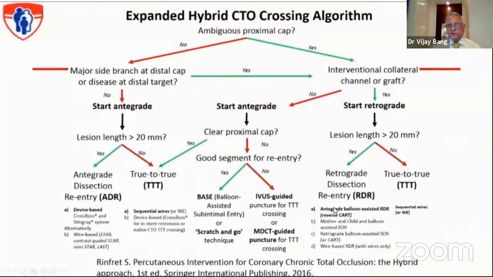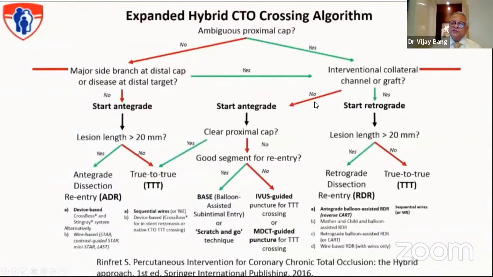If the CTO length is more than 20 millimeter, then retrograde dissection reentry is what we consider. It can be antegrade balloon assisted RDR, which we call reverse CART, where the balloon is inflated from the antegrade side into the CTO to make the reentry. Or if it is retrograde RDR, then we can go with CART, where the balloon is expanded through the retrograde approach. So this is wire based. Or if it is true to true lumen, the sequential wire that we have discussed.